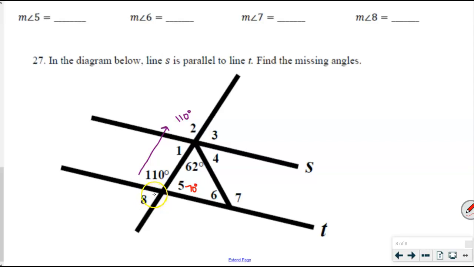It's not corresponding. What's the property? Help him out, Hayden. Vertical. Yeah, that one's vertical angles. Yep. So we also know angle 8 is 70 degrees. There's more angles that we can figure out. What else do you know, Daxton?